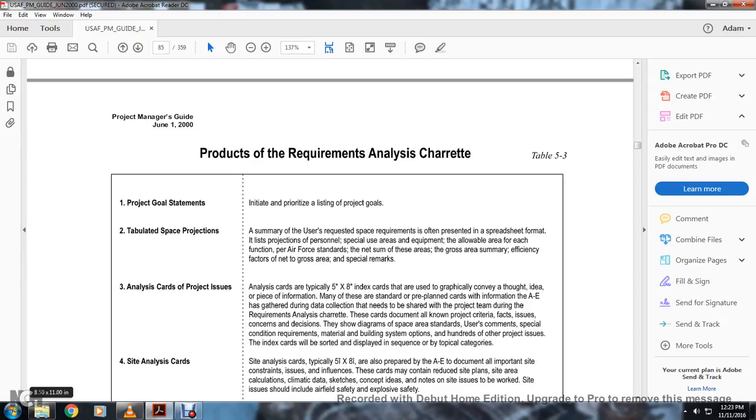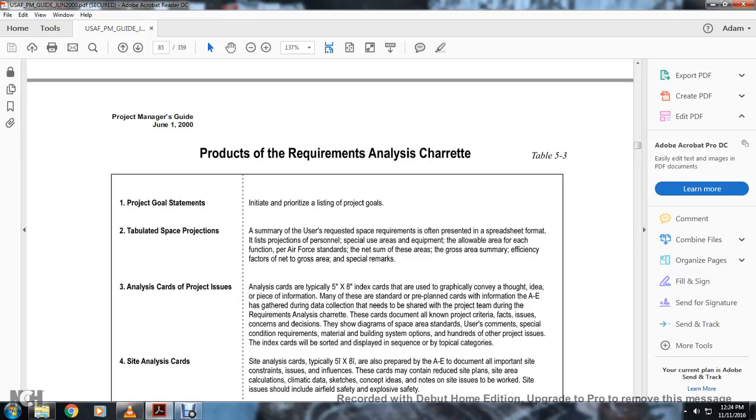It lists the project, the project personnel, special use, the area, equipment of each function, area per Air Force standard, net sum of the areas, gross area, summary efficiency rate factor, net growth of the area, and specific remarks. The analyst card and project issues. The analyst card, a typical 5 by 8 index card, usually will convey the idea of the piece of information.